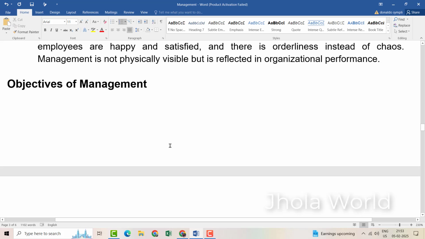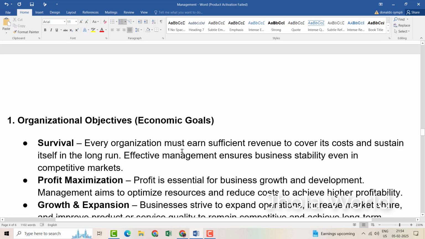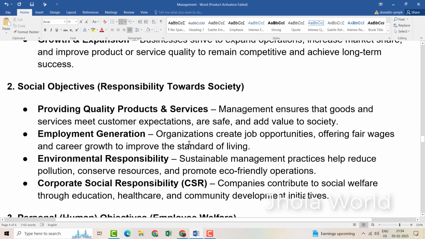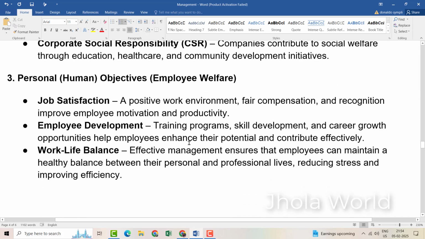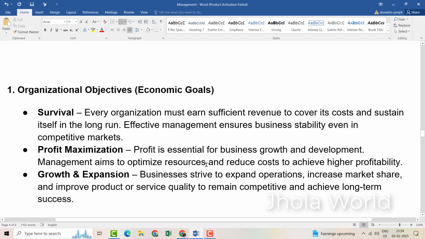Then next topic under this is the last one, is objective management. Under objective management, we have three types of objectives. One is organizational objective, then we have social objectives, and then we also have personal human objectives. So under organizational objective, we have survival of the organization. That is, in the long run, you have to survive. Okay, that is the first objective. Apart from surviving, then you must earn some profit also. And once you earn profit, you must try to maximize it.